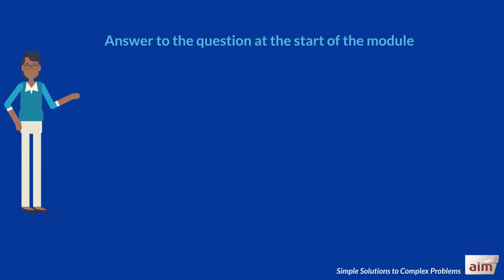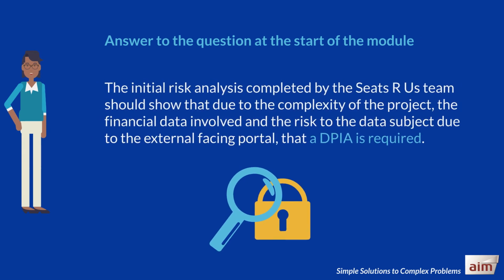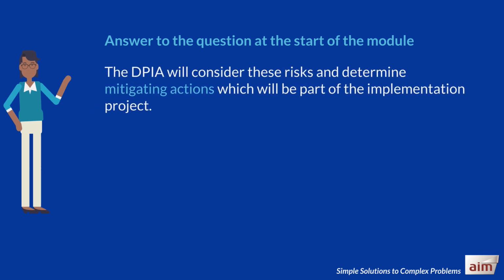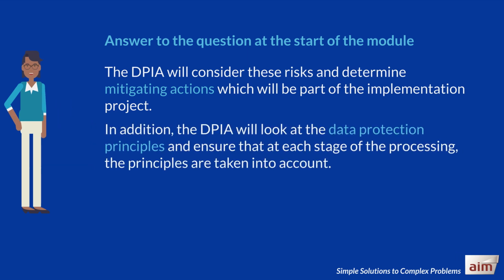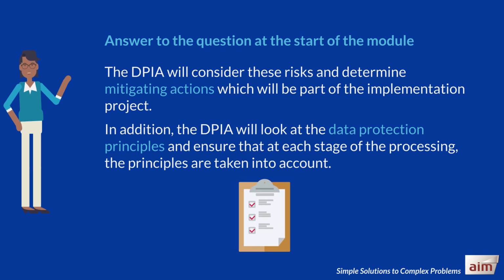Answer to the question at the start of the module. The initial risk analysis completed by the team should show that, due to the complexity of the project, the financial data involved, and the risk to the data subject, due to the external-facing portal, a DPIA is required. The DPIA will consider these risks and determine mitigating actions which will be part of the implementation project. In addition, the DPIA will look at the data protection principles and ensure that at each stage of the processing, the principles are taken into account.